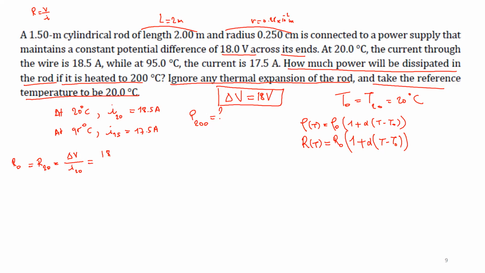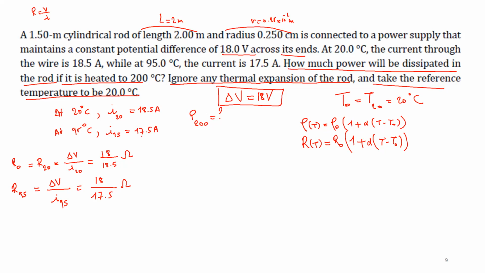So it will be what? 18, that's my delta V, divided by I, which is 18.5. And this is in ohm. This is my reference resistance. Okay. Now, what's my resistance at 95? My resistance at 95 will also be delta V divided by the current at 95. So it will be 18 divided by, what's my current at 95? 17.5 ohm.